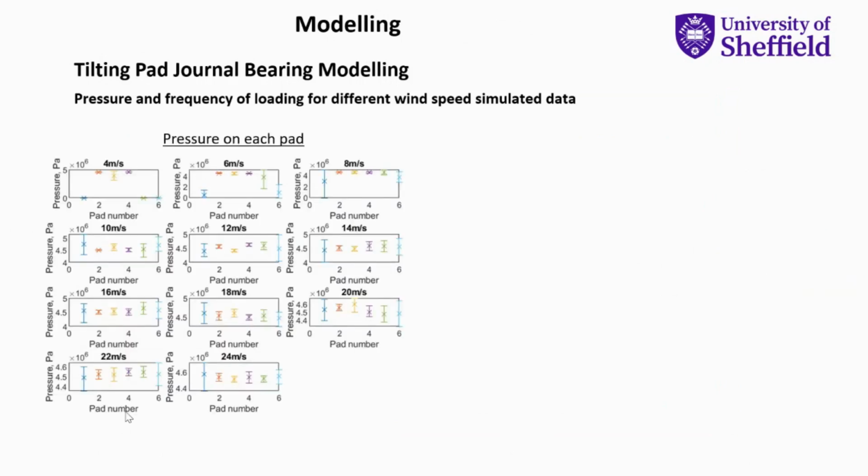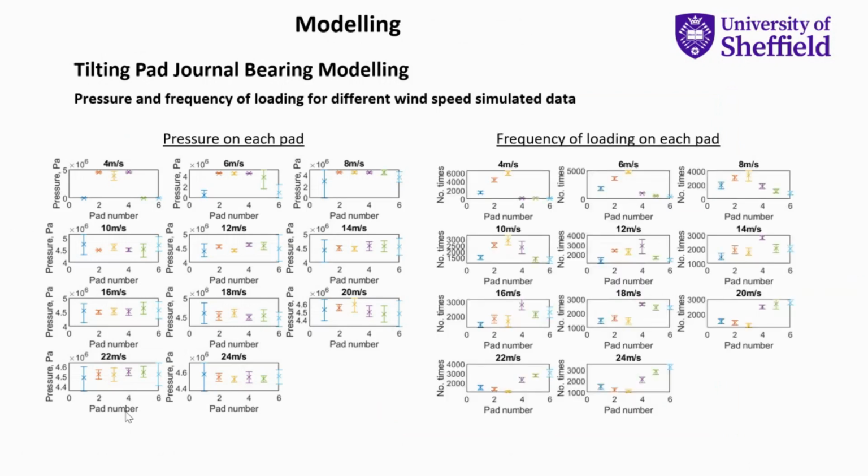So here is just a selection of some of the results I've generated. So we have the pressure experienced on each pad there, just for different wind speeds of simulated data. So we're getting around 5 megapascals. We can also see the frequency of loading on each pad, and this is just across 600 seconds. So you can see that just tells us which pads we need to focus on and what loads we need to be testing them at, and how many revolutions we need to test them at.